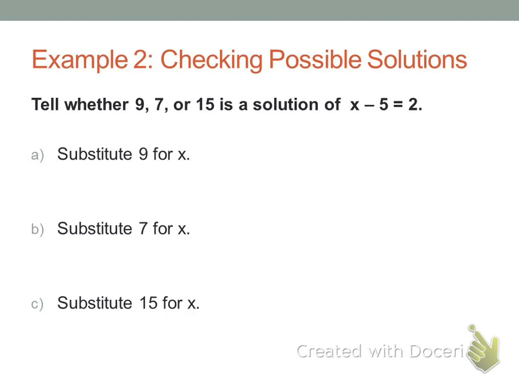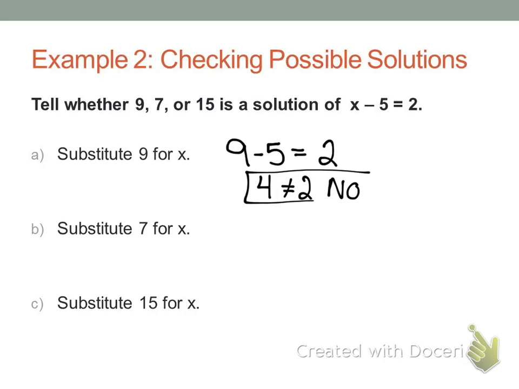Okay, now in example 2, we're just checking possible solutions. So let's pretend for a minute that we don't know what the solution to x minus 5 equals 2 is. So we're going to plug in these potential solutions. That's what it's asking me to do. That's what it'll be asking you to do on your homework and possibly a quiz or a test. All right, so we're going to substitute the value. 9 minus 5 equals 2. Well, what is 9 minus 5? 4. So does 4 equal 2? No. So you would say no. That is not a solution. All right, and that's your answer to that part.